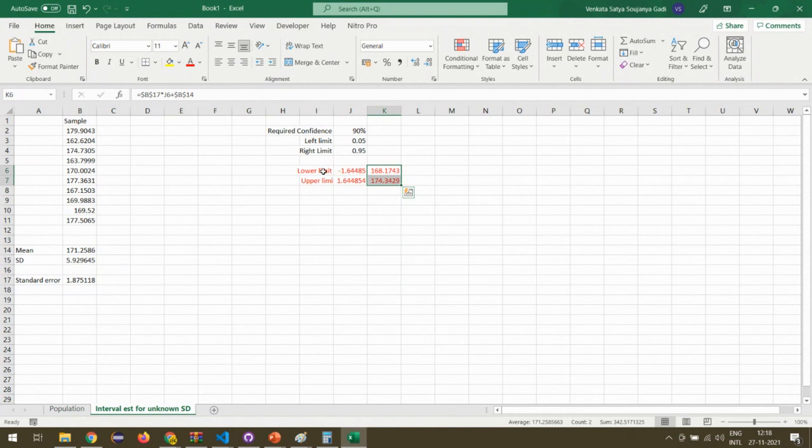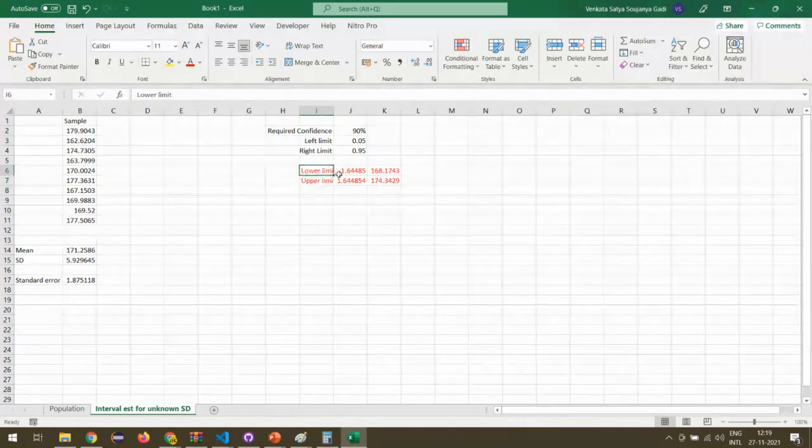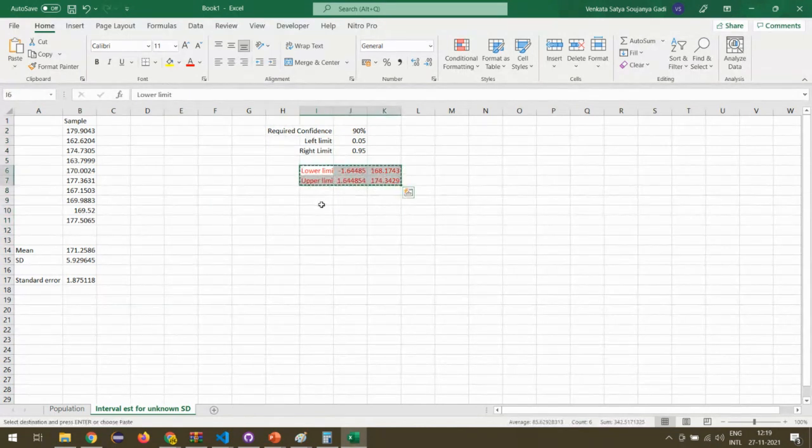Now we know it is wrong because the standard deviation we have is not from the population but from the sample. When you use sample standard deviation, this is not applicable. So what is applicable? It is the t distribution. So I copy the same here, but I'll change the color to normal.